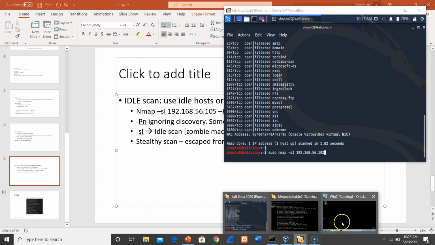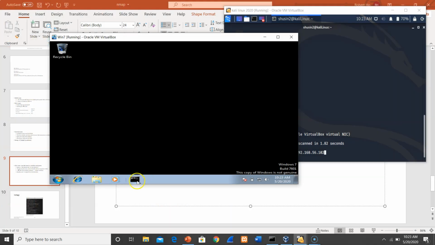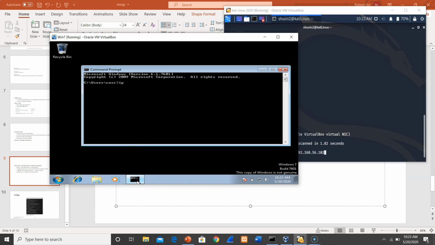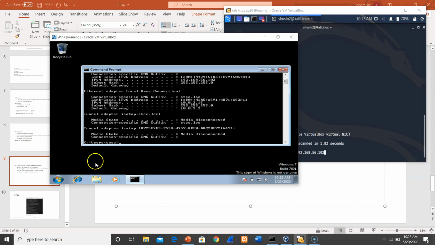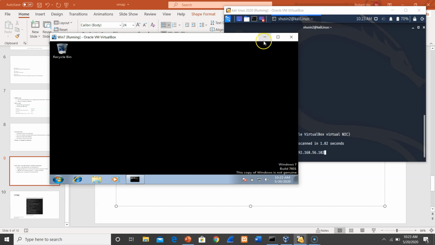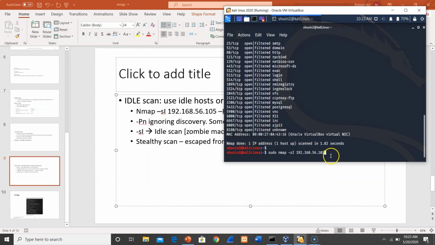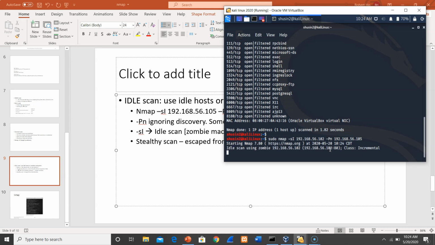let me see, this is my Windows 7 machine. I'm gonna use this for a zombie. IP config, right here. You see that .102 network, .102 host, right? I'm gonna use this Windows 7 as my zombie machine, and then I'm gonna use -Pn to ignore discovery, and then I'm gonna run 192.168.56.105. Boom, there we go.